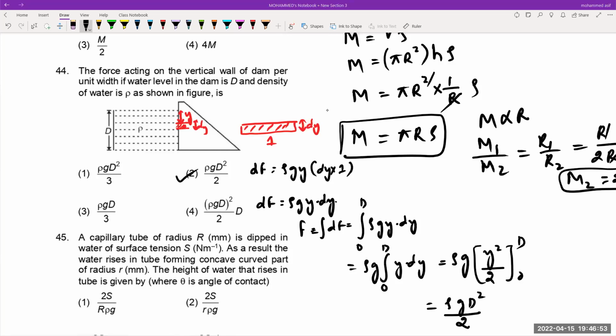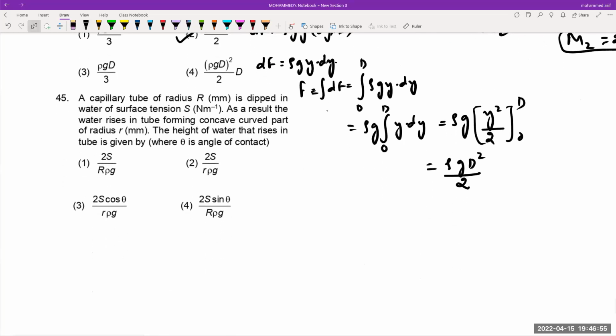हाँ, नेक्स्ट वन, a capillary tube of radius capillar is dipped in the water of surface tension S. As a result, the water rises in the tube forming a concave curved part of radius R. The height of water that rises in the tube is given by your how much?